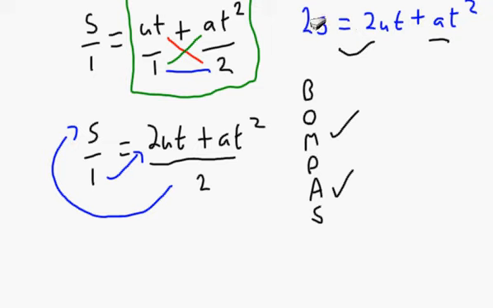Before anything else, we're going to just spin it around. So we'll have the a on the right hand side. So it's going to be at squared plus 2ut. Does that make sense? Same thing, isn't it? Equals 2s.